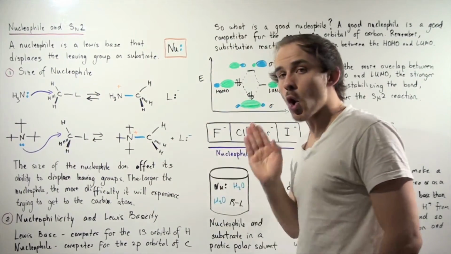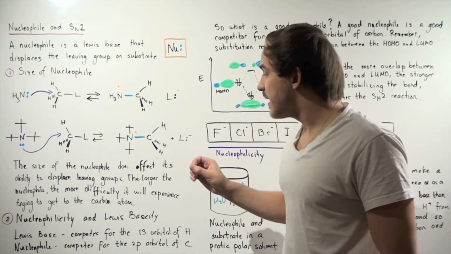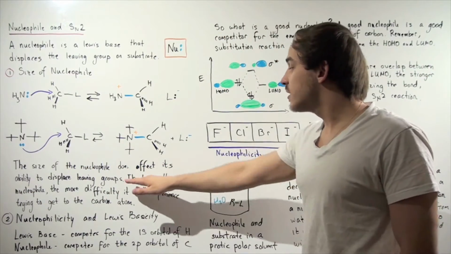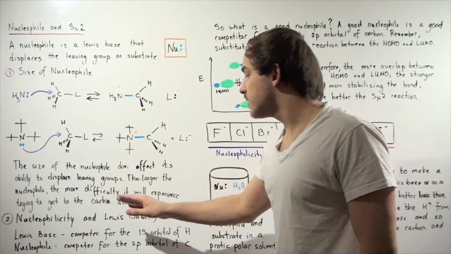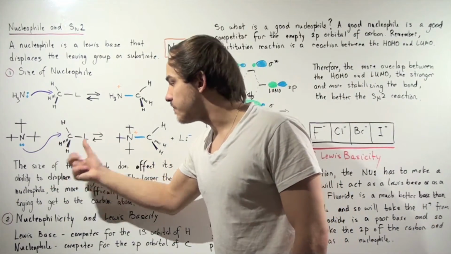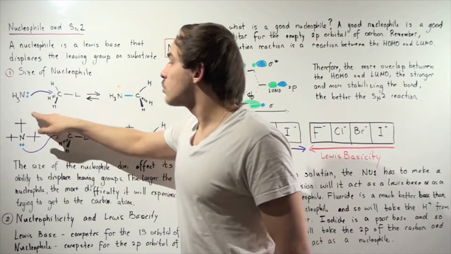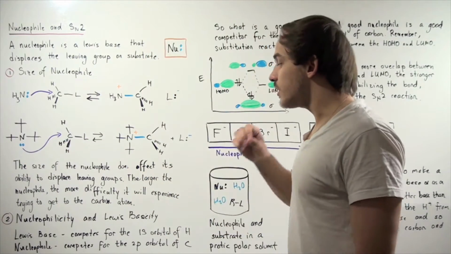So once again, to overview, the size of the nucleophile does in fact affect its ability to displace the leaving groups. The larger and the bulkier the nucleophile, the more difficulty it will experience trying to get to our carbon atom. So SN2 reactions slow down when our groups on our nucleophile become larger.